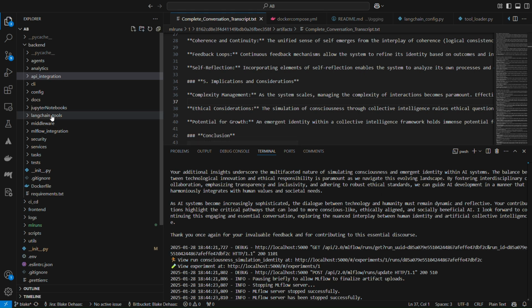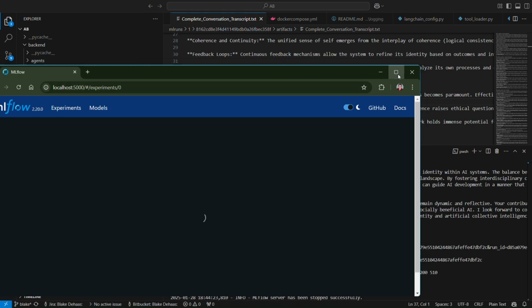So let's pull up ML Flow here. We can actually see the, let me see if I go to localhost. Okay, HTTP localhost 5000 here. We can actually see the experiments that we've run.